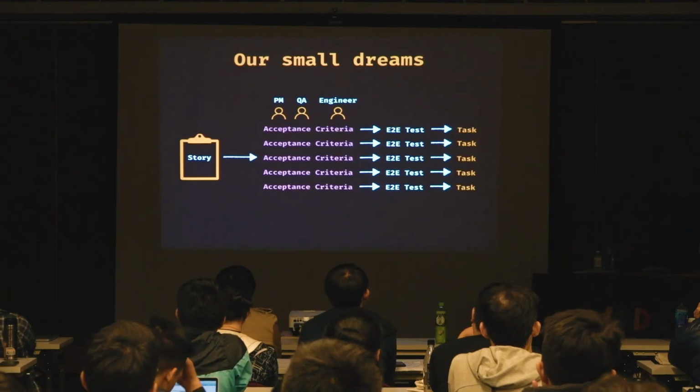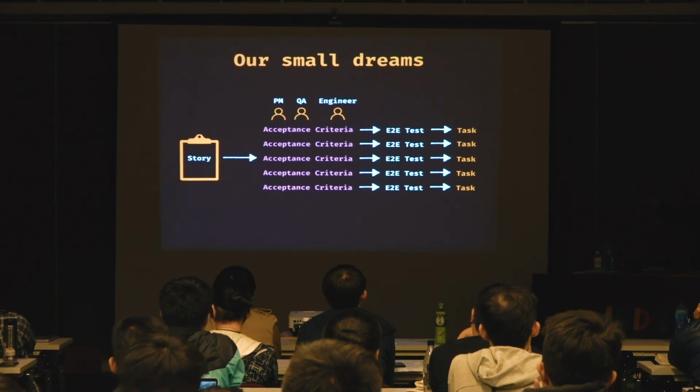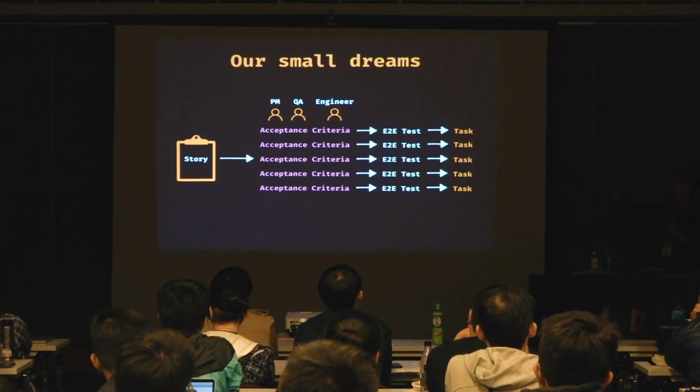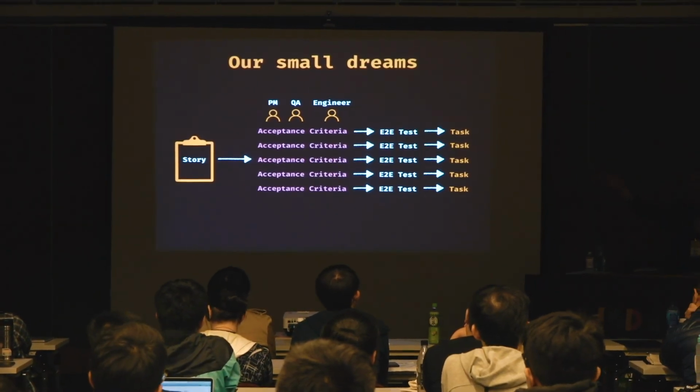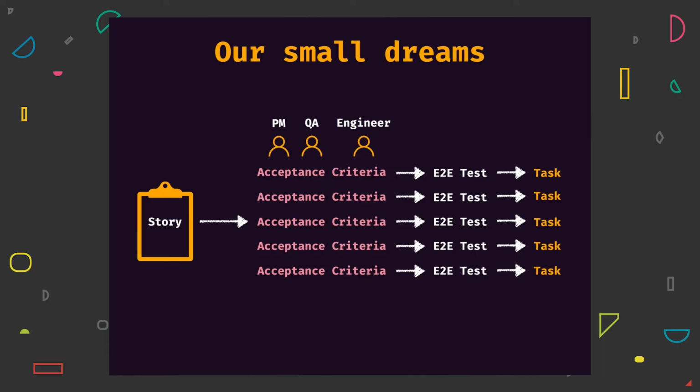And those can be mapped to the E2E test. In the future, maybe those E2E tests can be even written by PM or QAs with some domain-specific language. And then we can use those E2E tests to generate tasks. And all the developers only need to tag those tasks and to fulfill the contract. That's our small dreams.